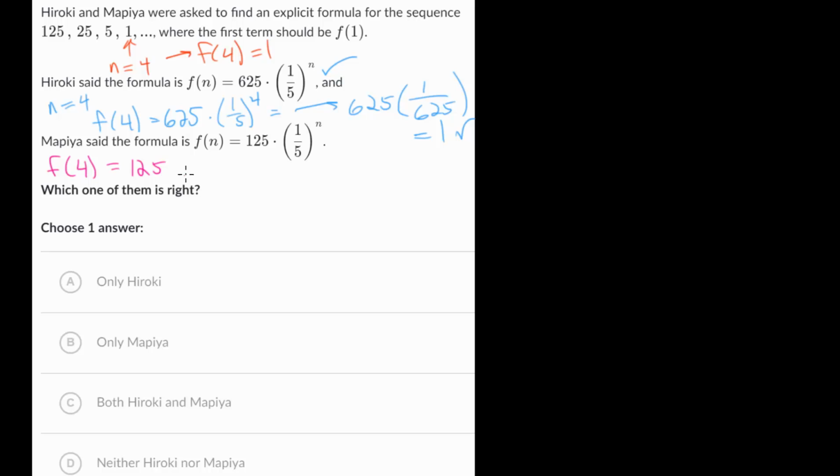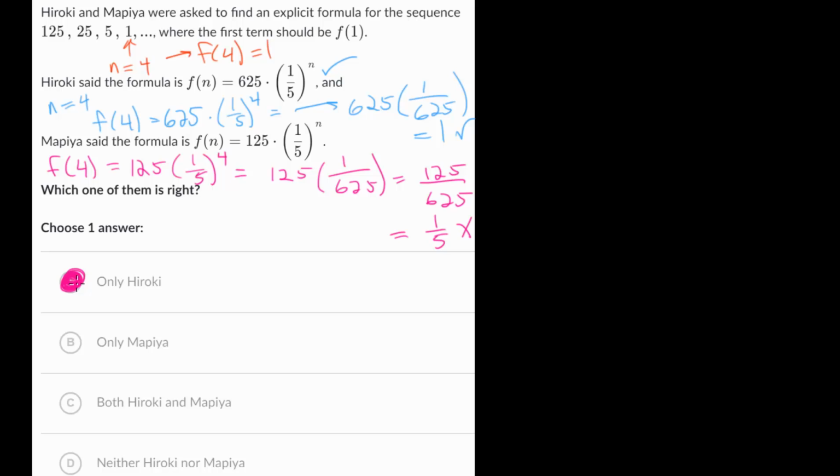We have 125 multiplied by 1/5 to the 4th power. And we know 1/5 to the 4th power is 1 over 625. So this just becomes 125 multiplied by 1 over 625, or 125 over 625. And this simplifies to 1/5. So that is incorrect. We were expecting to get 1 here. So what we found is that Hiroki's formula is correct, but Mapaya's is not. So it looks like choice letter A is the correct answer.